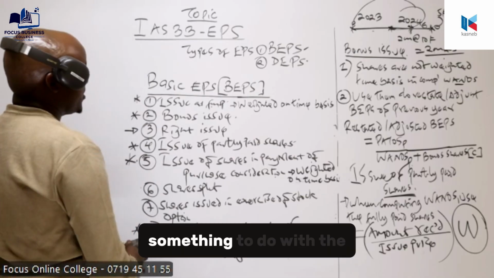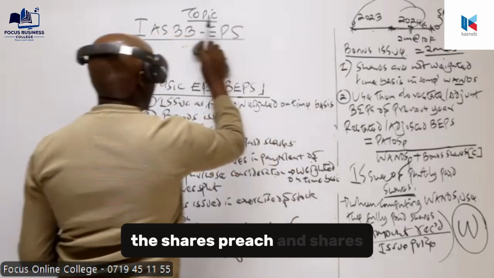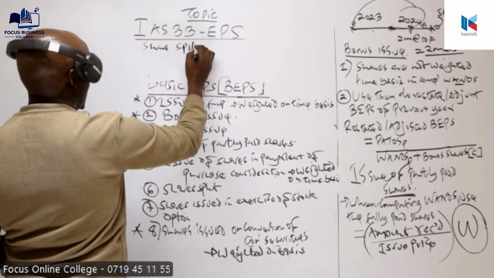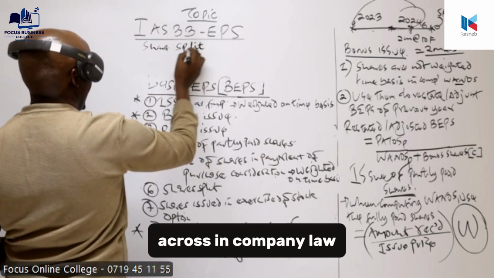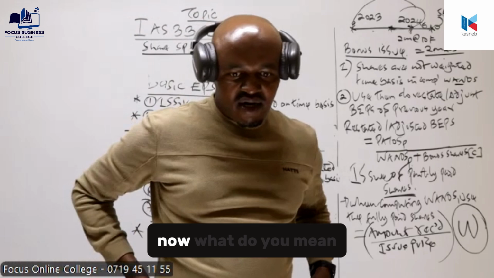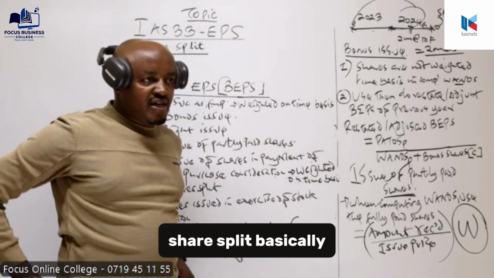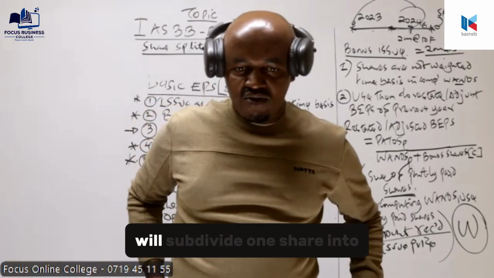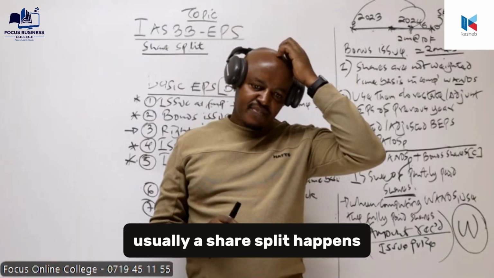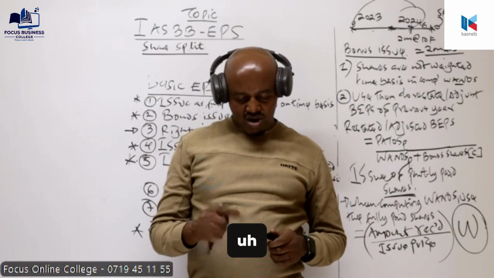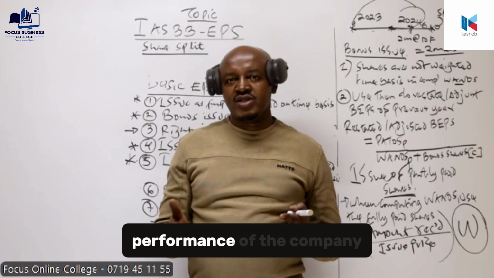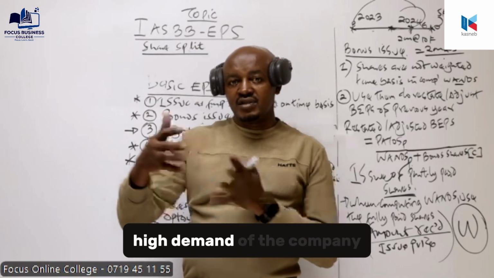Then I want us to discuss something to do with the share split. This is a concept you came across in company law. Now, what do you mean by the share split? A share split is whereby the company will subdivide one share into 2 or more shares. Usually, a share split happens where the market price of the company share has significantly increased, maybe due to the good performance of the company and high demand for the company shares.